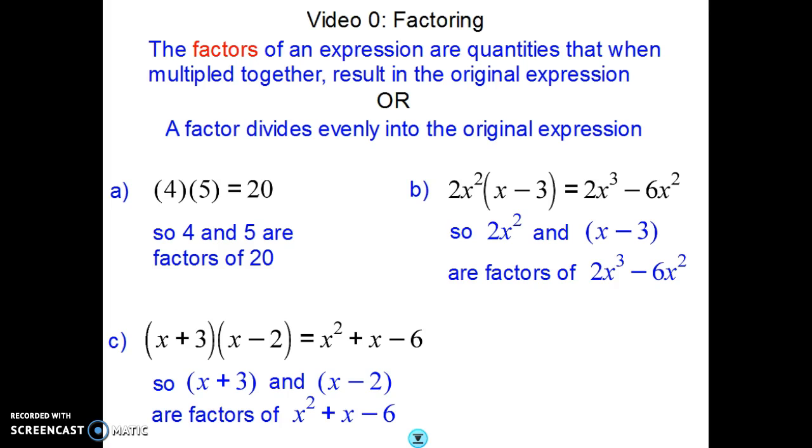And moving up to more of what we'll be working with, which is seen in examples B and C, where you're either multiplying two linear terms together, like in example C, to get a quadratic, or where you are multiplying a monomial, like 2x squared, times a linear term to give you a higher order polynomial. In both cases, again, the factors are the smaller pieces that when you multiply them together, give you whatever it is that you had as the original big expression.